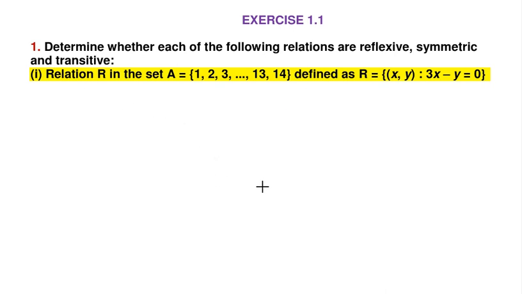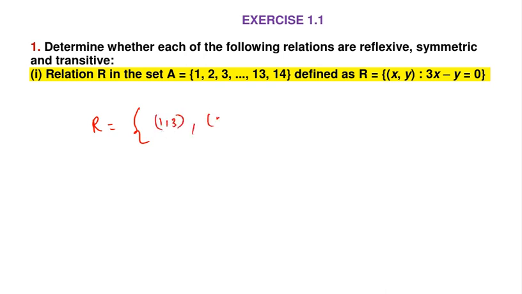First question: determine whether each of the following relations is reflexive, symmetric or transitive. The set is 1 to 14, and the relation is 3x minus y equals 0. According to the rule we can write the relation R in roster form. If x equals 1, then y equals 3.